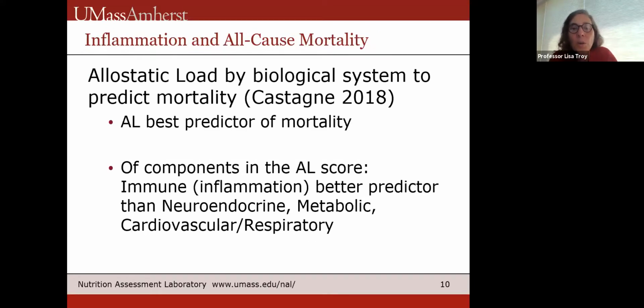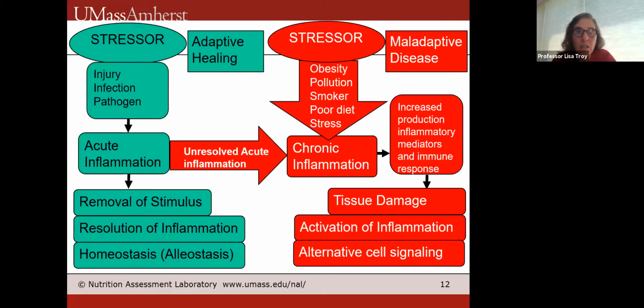Another reason why we decided to really start looking at inflammation biomarkers was there's something called allostatic load, which I think that you've been introduced to previously. It's really a number of different neuroendocrine markers like cortisol, there's metabolic markers, and there's cardiovascular risk markers, but inflammation, the immune markers, seem to be a better predictor of all-cause mortality compared to some of the other predictors. So that brought us here to inflammation.